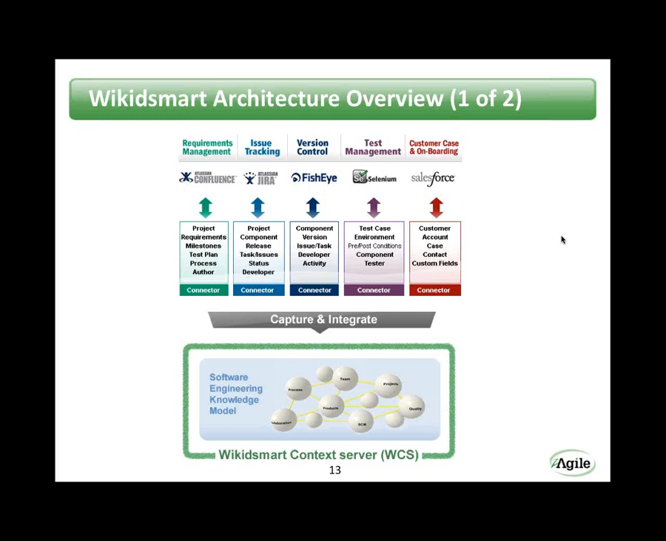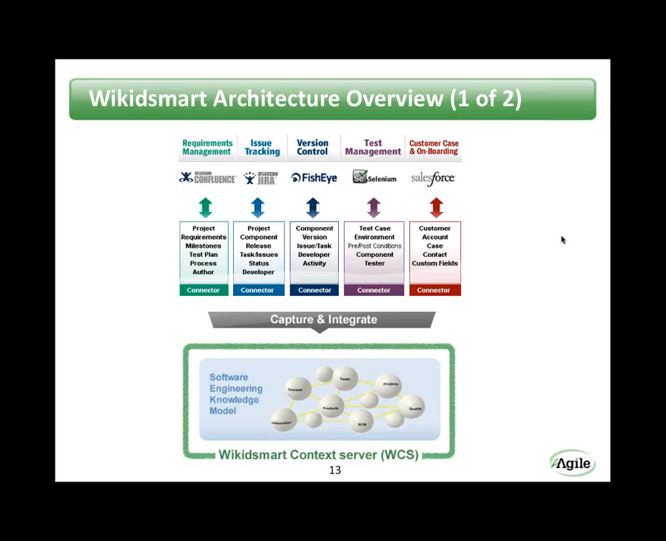So what's going on is the Wikidsmart platform has connectors that recognize each of these identifying attributes. It pulls in only those identifying attributes, not all of the information within each repository, and weaves them together and maps them with this software engineering knowledge model that comes out of the box with Wikidsmart. It's tough to read, but down below, if you look at those little balls, they're interconnected. There's things like process, products, team, projects.